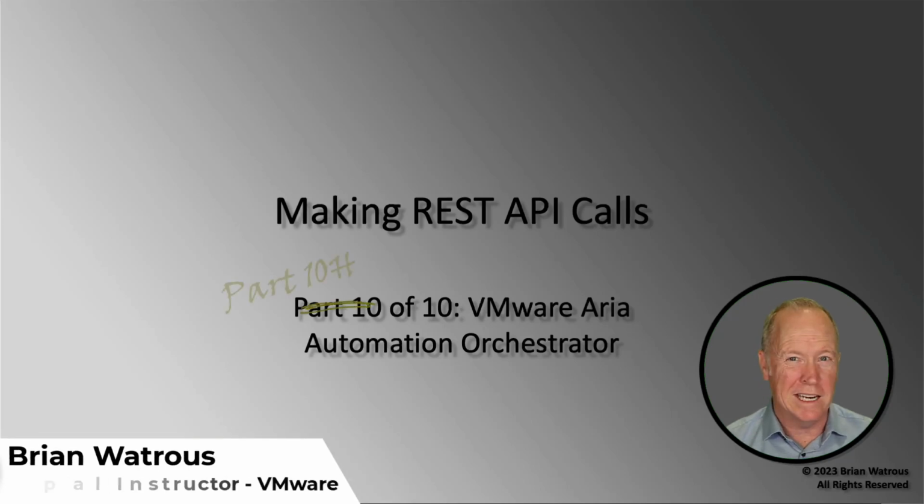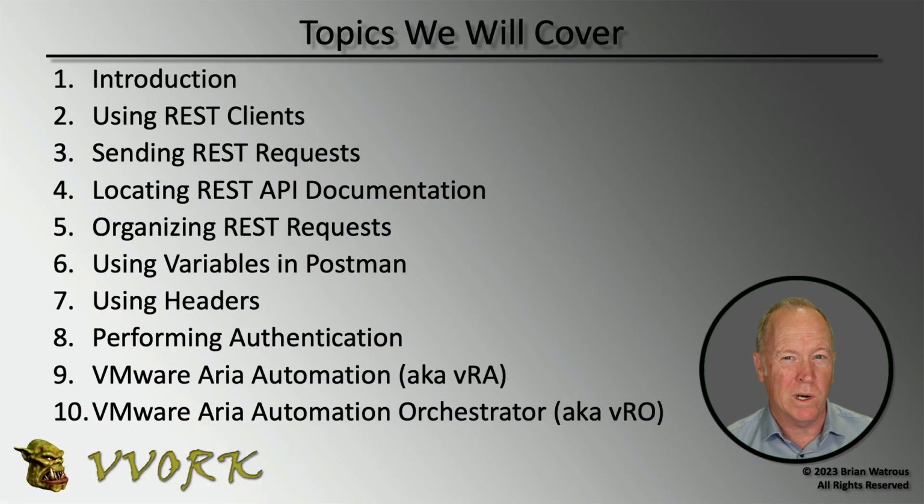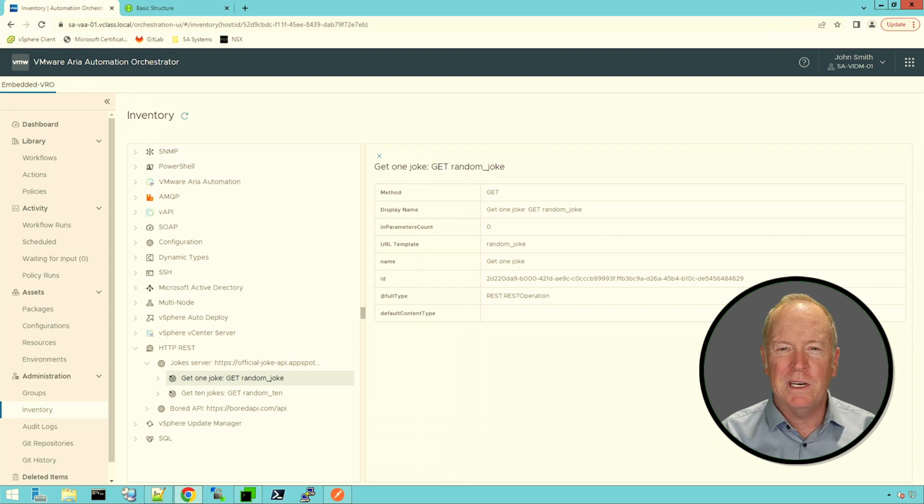This is part 10 in a 10-part video series in which we're exploring how to make REST API calls. Here in part 10, we're going to be looking specifically at Orchestrator. In the previous two videos, we saw how we could use Swagger to quickly add multiple REST operations to our Orchestrator server. But sometimes what you want to do is just to call a single REST operation and get the job done as quickly as possible. So that's what we're going to take a look at next. Let's go take a look in the lab environment.